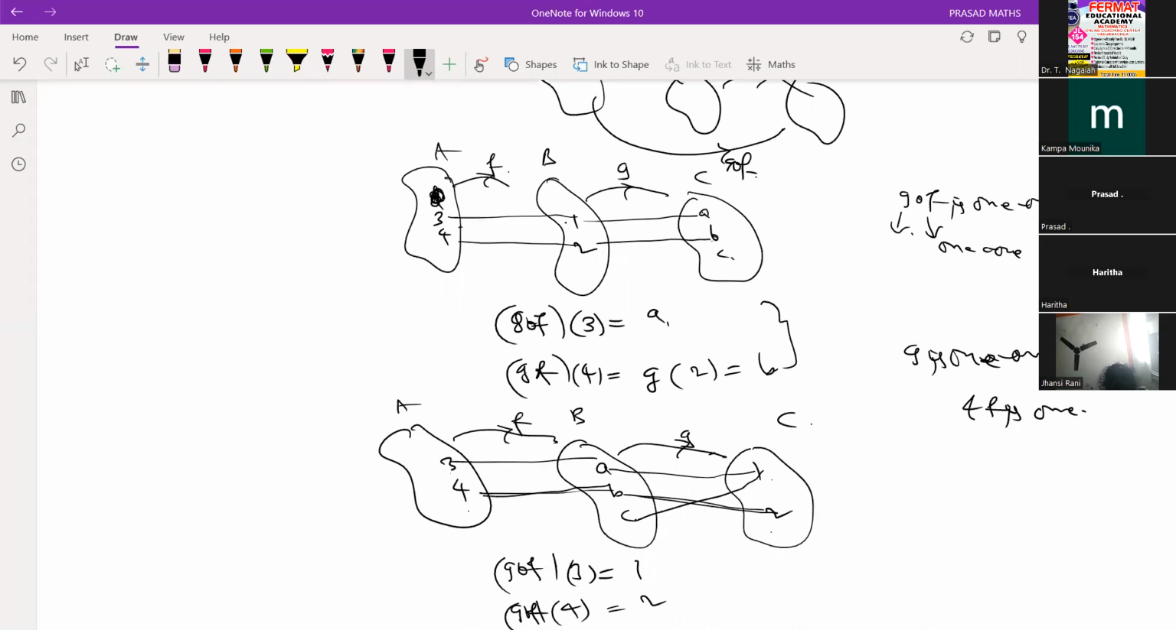g circle f is a 1-1 function. The thing is, is g 1-1? a actually has 1 image, c actually has 1 image. a has 1, c also has 1. But the thing is a is not equal to c. Therefore, what do you observe? g is not a 1-1 function. So the converse may not be true.